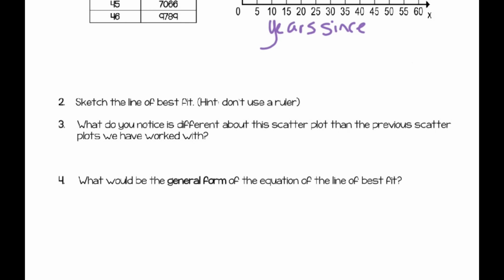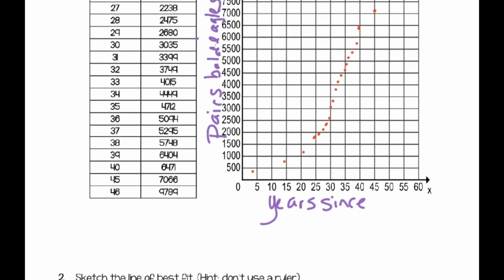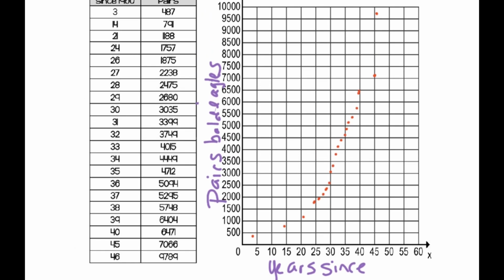Okay, for number 2, it said to sketch the line of best fit, and it said don't use a ruler. Now, why do you think I would ask you to not use a ruler? Let's look at this. If we were going to draw a straight line, if it's going to fit most of the data, it'd have to be something like that, but it totally misses the first data and the last data. And if I was to get the first data, we totally miss the rest of it. And if I get the last data, we miss most of it. And so it's really hard to get a line that really does fit the data.